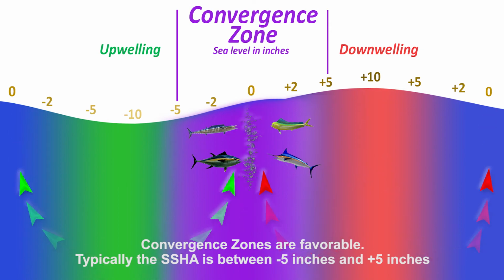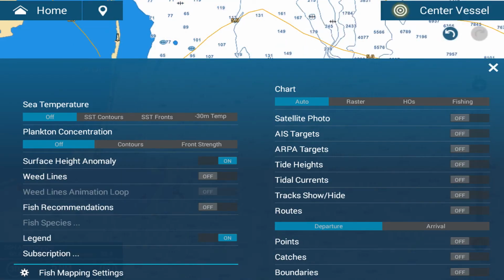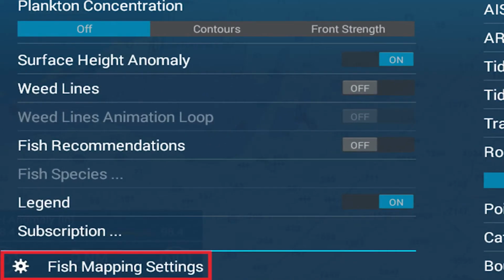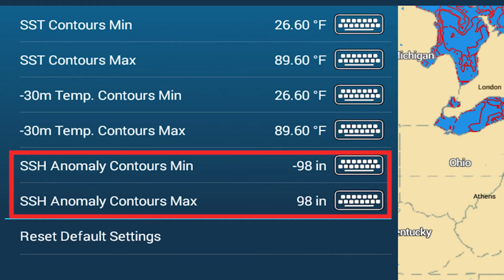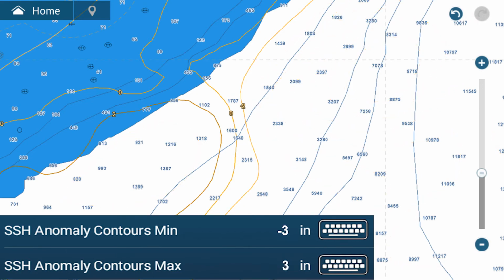If you would like to better isolate convergence zones, you can change the upwelling and downwelling values to more closely define these areas. To do so, open the Settings menu by swiping up from the bottom of the screen and select Fish Mapping Settings at the bottom. Here you will find SSH anomaly contours, min and max. Note how the display updates when we change the settings from the default of -98 for min and +98 for max to -3 for min to +3 for max.